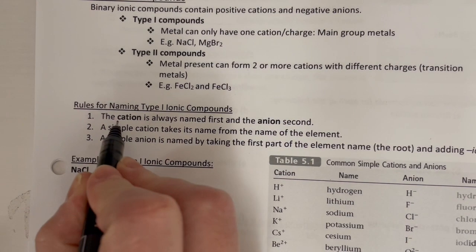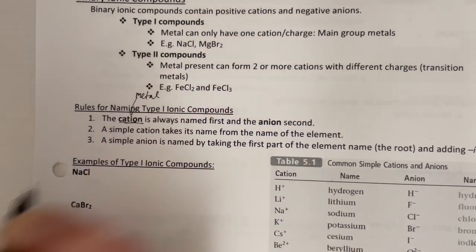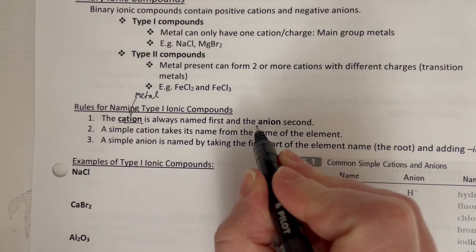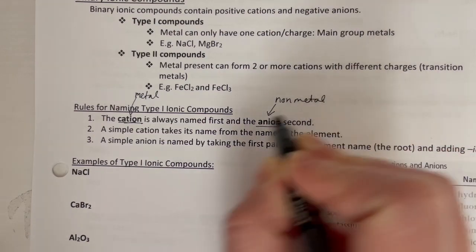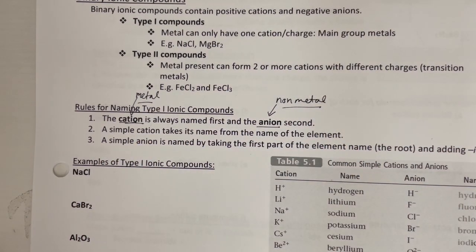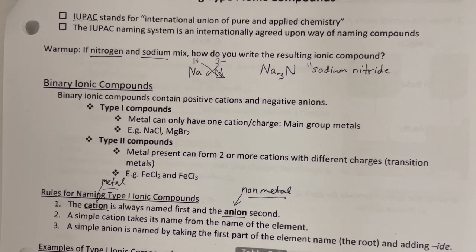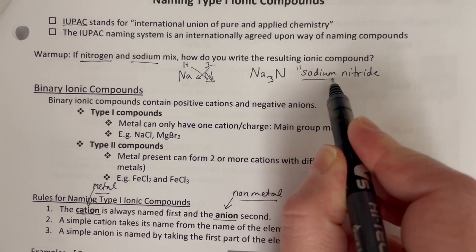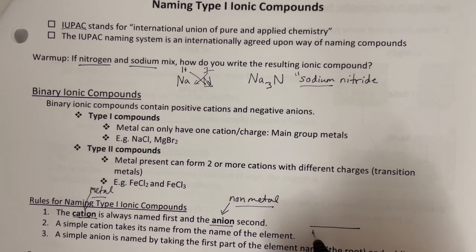Here's what you do. First, you write the cation. So the cation, that's the metal first, and then you write the anion second. That's going to be the nonmetal. So metal first, the nonmetal, the anion second. Then you just write down the simple name of the cation. So whatever your metal is, you just write it down. So just like we did here, sodium was our metal, so we literally write down the name sodium. So we'll write the name of the metal.